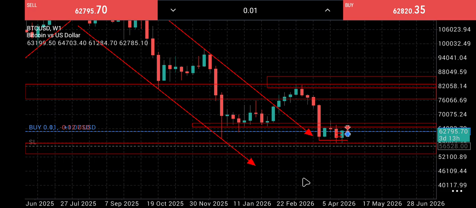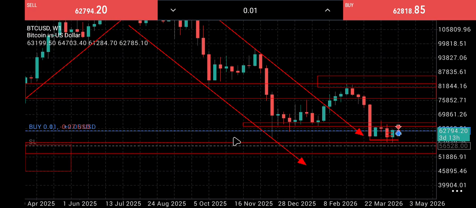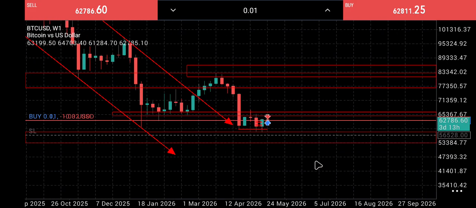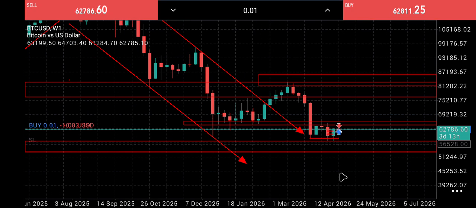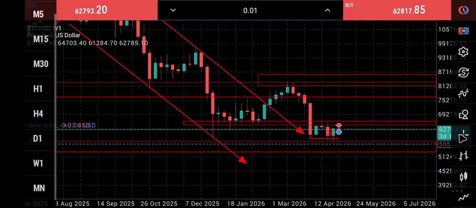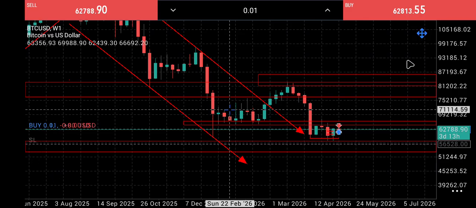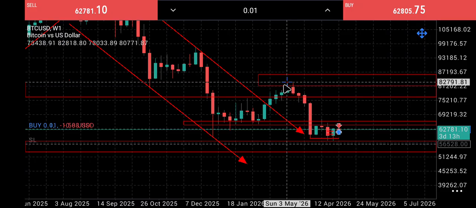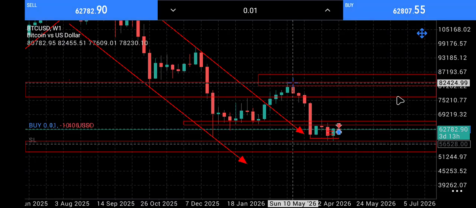So guys, as you can see, my stop loss is here. This is my stop loss, and in this trade I've not set my target. My target definitely will be here, which is the previous resistance area here.